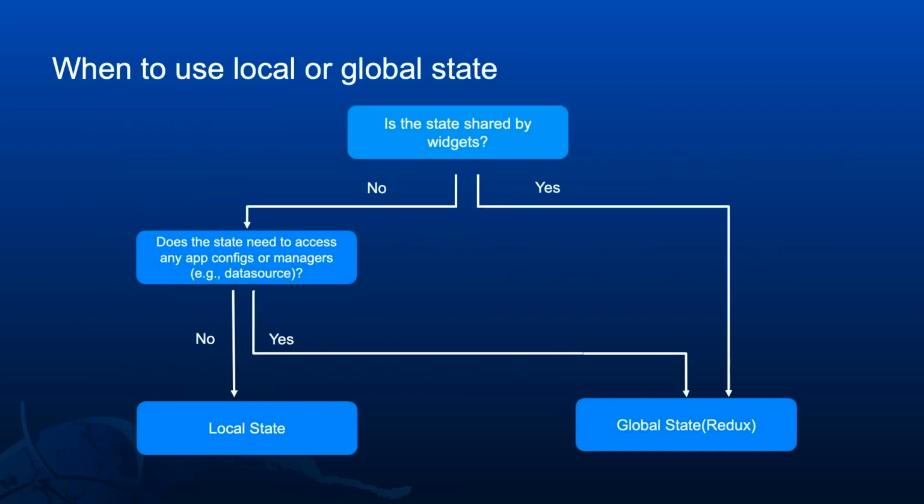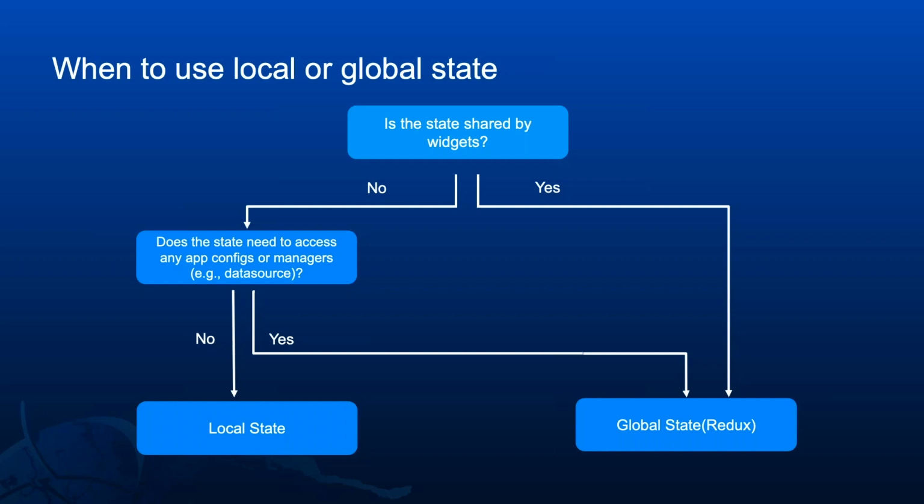What are some of the decisions that I like to consider when deciding whether to use local or global? The first is, I like to ask myself, is the state shared by widgets? And this one is pretty straightforward. You would use global state, and that happens to be Redux. Now, we're not talking about setting state for the local widget. We're more talking about sharing state across a number of different widgets, for instance.